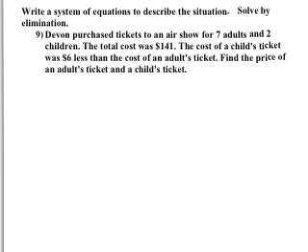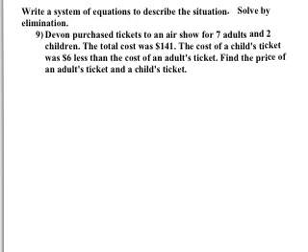All right, Devon purchased tickets to an air show for 7 adults and 2 children. The total cost was $141. The cost of a child's ticket was $6 less than the cost of an adult's ticket. Find the price of an adult's ticket and a child's ticket.